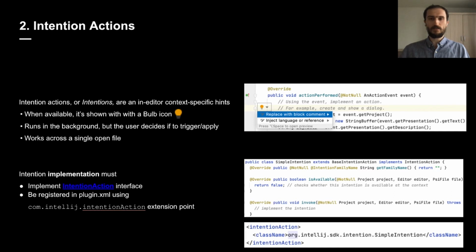Intention actions are in-editor context-specific hints that ask for explicit user interaction over a piece of code. For every piece of code the user is interacting with, all available intentions are determined in the background, and the user may choose to trigger them manually using the bulb icon. You can not only report something on a particular line of code, class, method, or actually any token using intention, but also change this code in place right away.